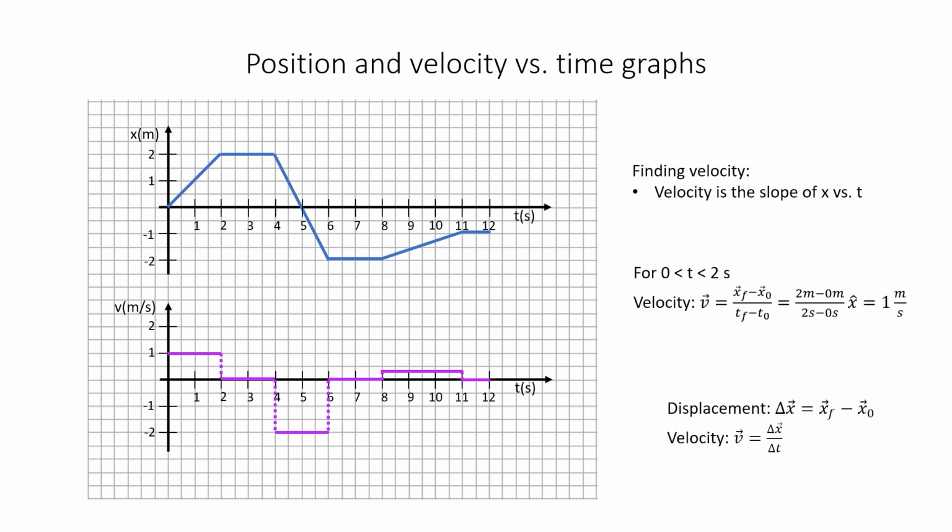Finding velocity, as we saw, was finding the slope of the position versus time graph. So for this example, between 0 and 2 seconds, the slope of the position graph is x final minus x0 over t final minus t0, which gives you 2 meters over 2 seconds, which is 1 meter per second. It's a constant velocity. We see it's just a constant slope.